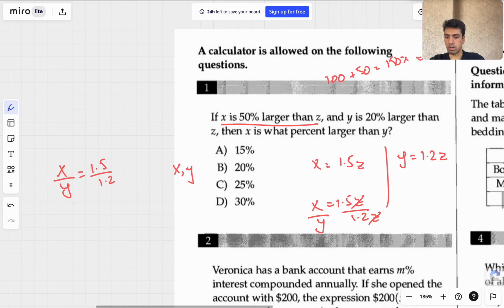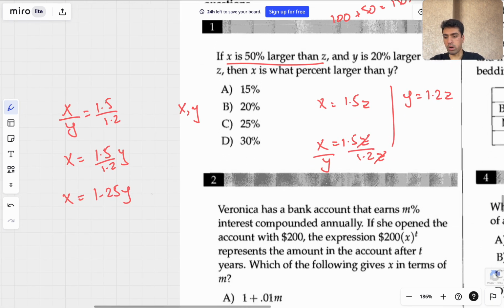So you can bring the Y up to the other side. You get X is equal to 1.5 divided by 1.2 Y. And then 1.5 divided by 1.2 is 1.25. So you can say X equals 1.25Y, which another way to write this would be a 25% increase. So you can say X is 25% larger than Y, right? So that will be your answer.